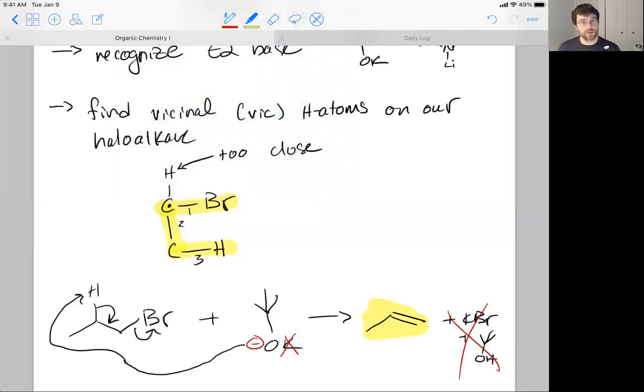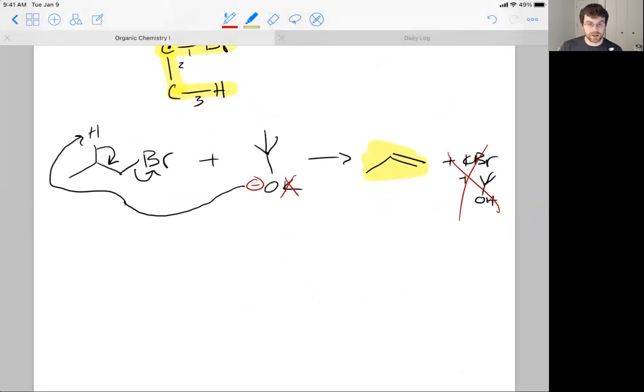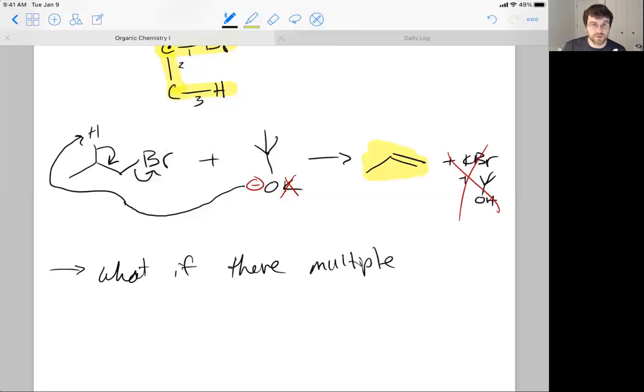Okay, so we want to be able to do this. We want to be able to recognize when we have our E2 bases present and then predict the product for these reactions. Now, what I want us to recognize is there could be multiple vicinal hydrogens. We've seen examples where there are multiple vicinal hydrogens, but it didn't matter which one reacted with the base. We get the same product in every case.